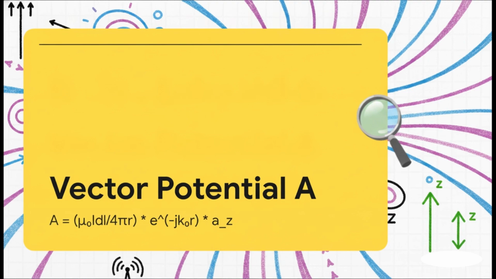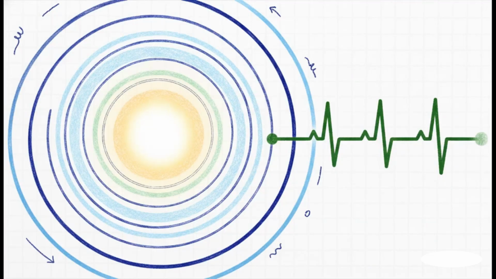So the crucial starting point here is equation 2.24, which gives us the final solution for the vector potential. It reads, A equals mu naught times I times dl divided by 4 pi r, all multiplied by e to the negative j k naught r in the az direction. Notice that because our current is flowing entirely in the z direction, our vector potential is also completely in the z direction.